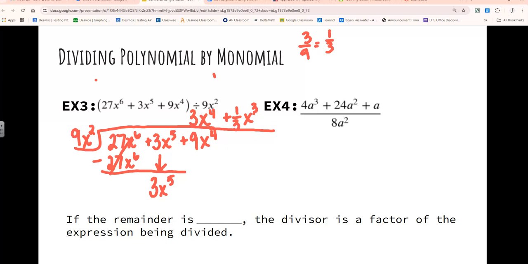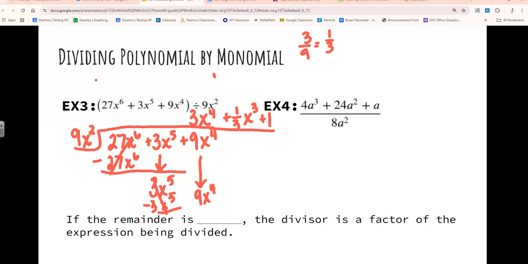And so if I multiply this back, 1/3 x to the 3rd times 9 x to the 2nd, 1/3 times 9 is just 3. And then I'll get x to the 5th here, and that will just cancel out. Also, that's what's going to happen with these monomials. And we'll bring down our 9x to the 4th. And then how many times does 9 go into 9? Once.